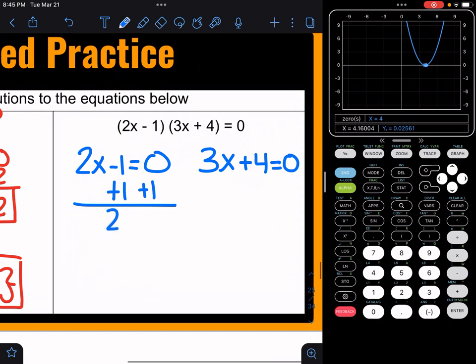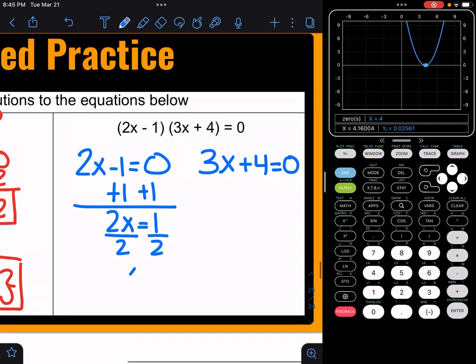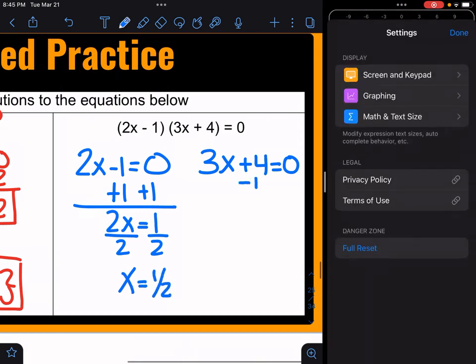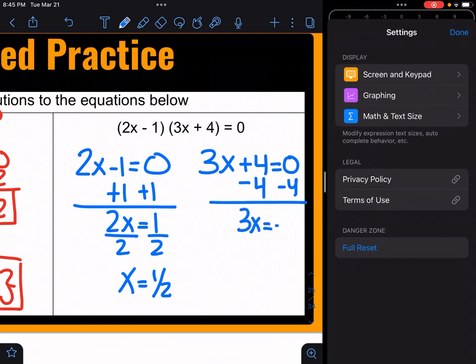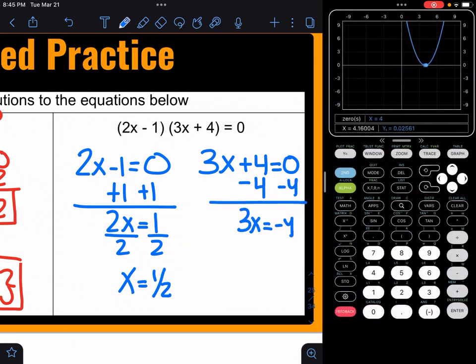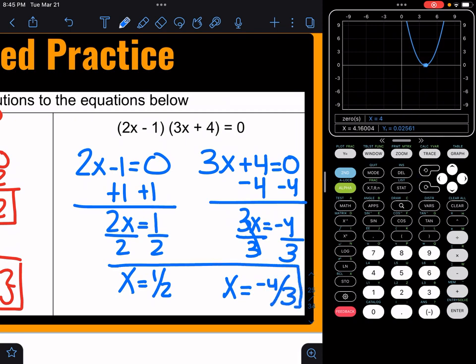So to get rid of the minus 1, we add 1. And to get rid of the 2, we have to divide. So our answer would be x equals 1/2. And for this one, we're going to subtract 4. So we would get 3x equals negative 4. And then divide by 3. We get x equals negative 4 over 3. And these would be our two answers.